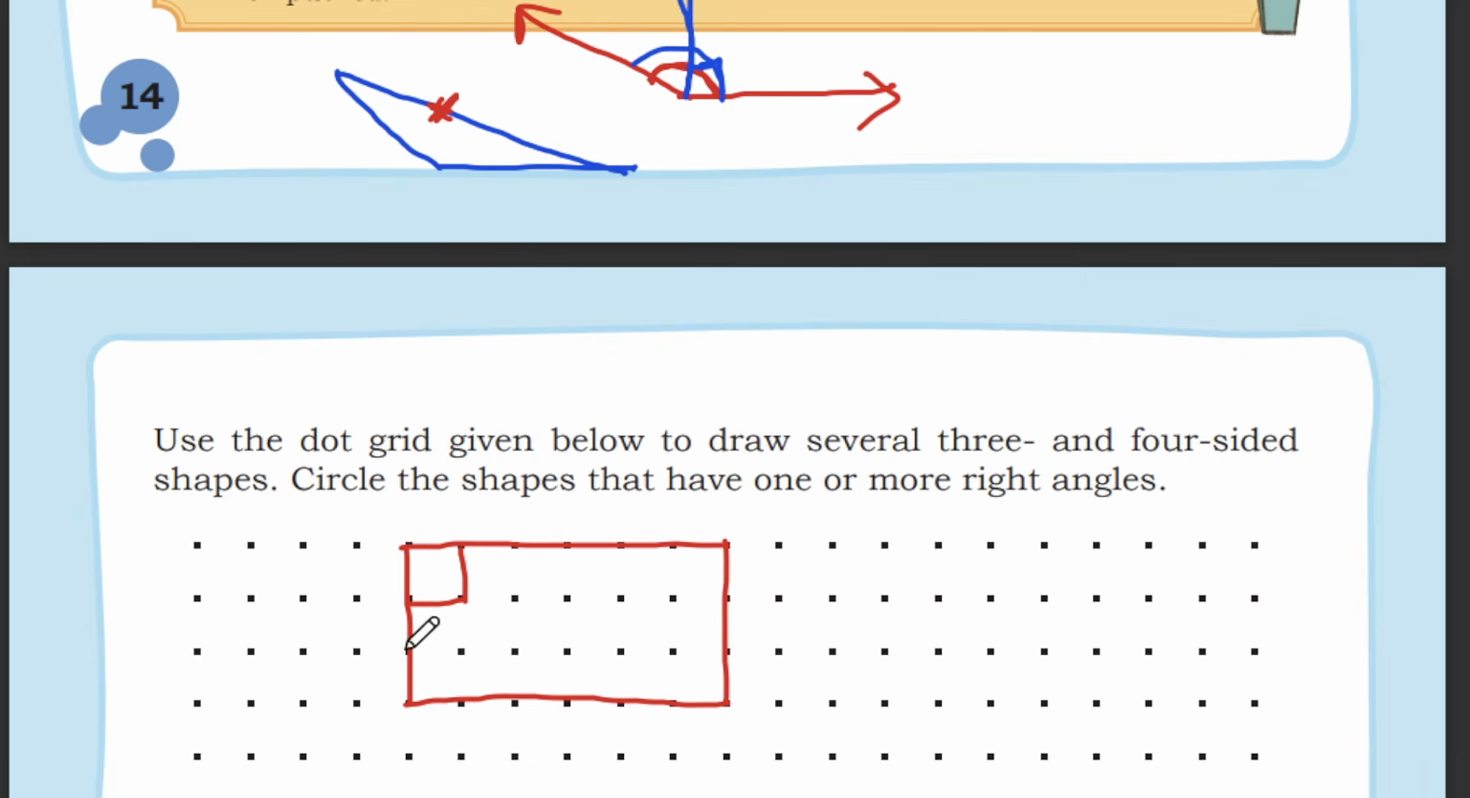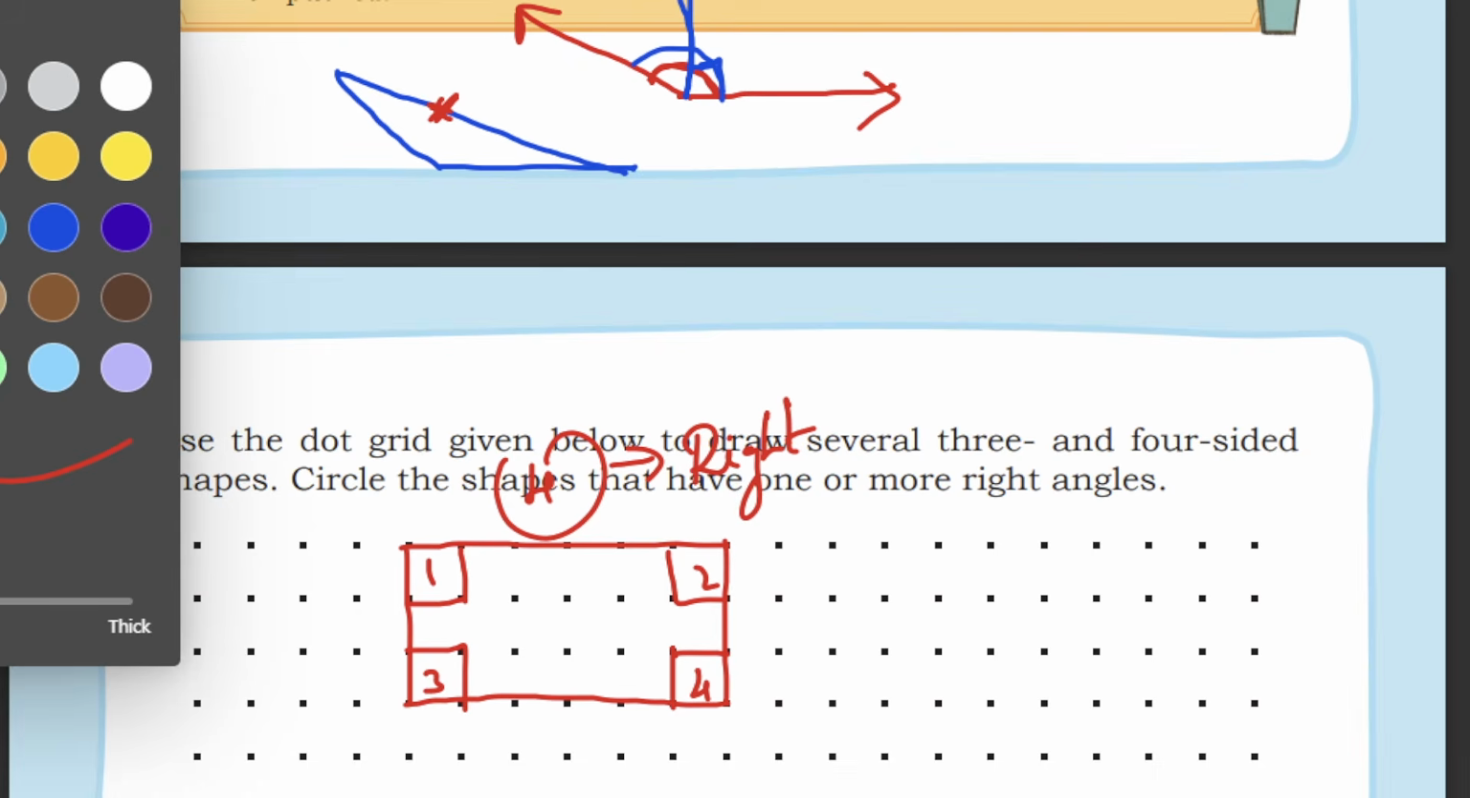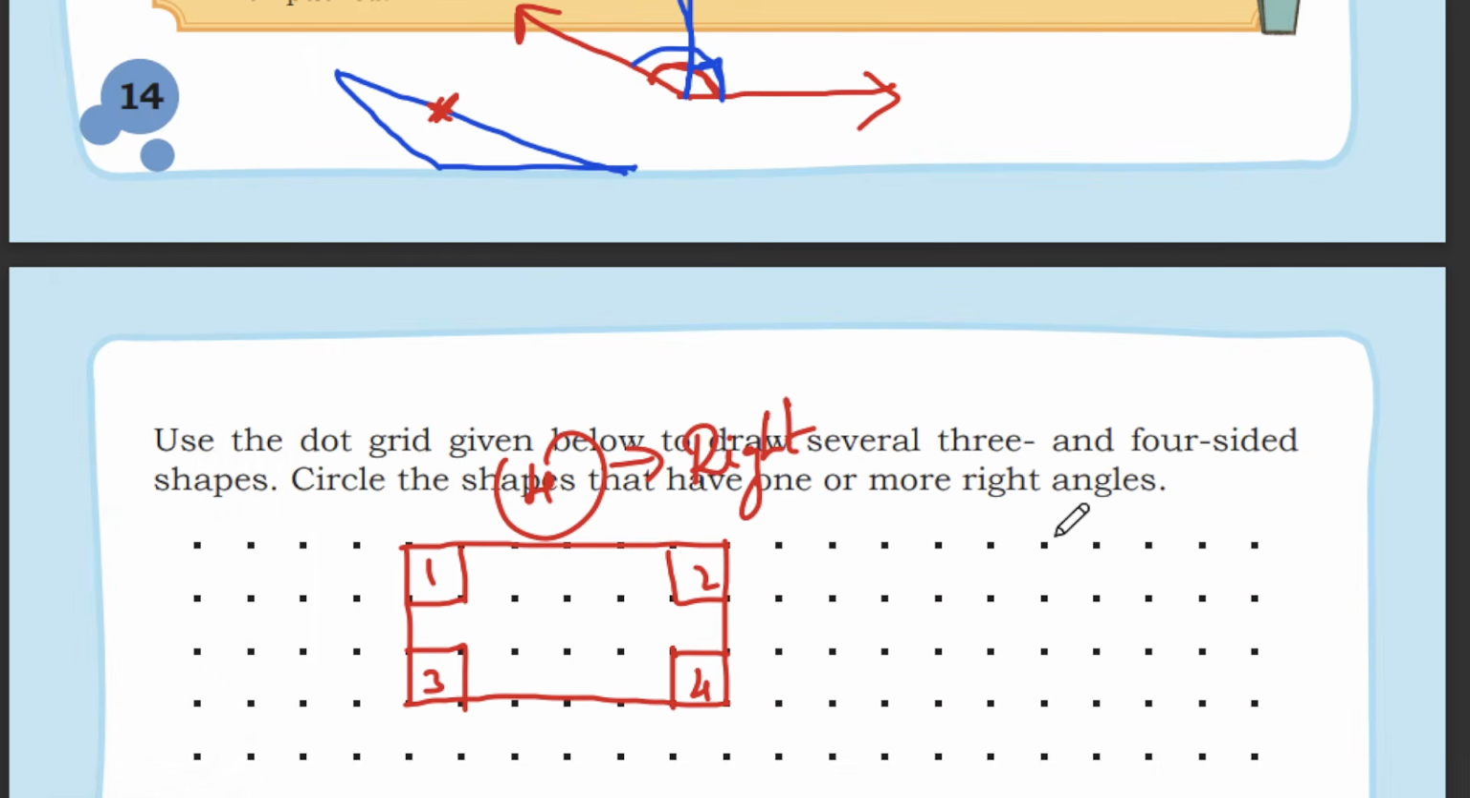We saw a rectangle, all the corners: 1, 2, 3, 4. So we have 4 angles, 1, 2, 3 and 4, and all 4 are right angles. And for a triangle, I'll draw a triangle here. In a triangle, we have 3 angles.